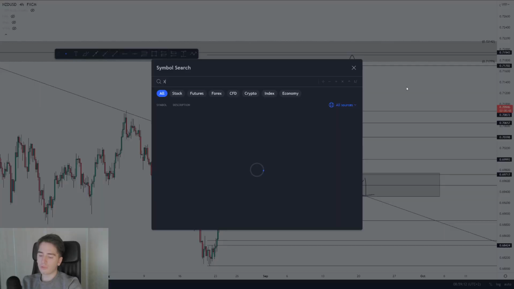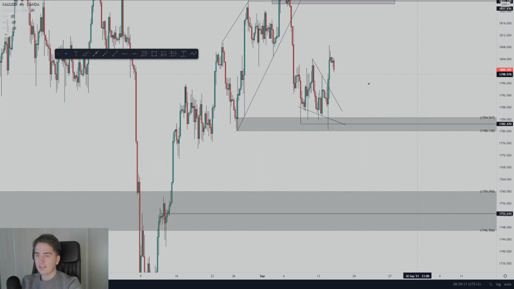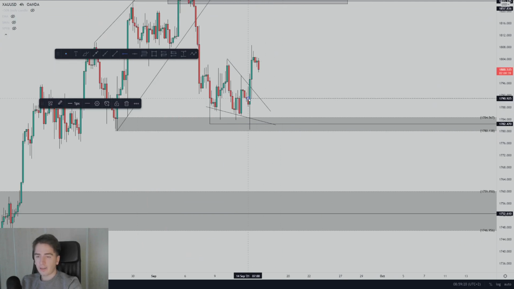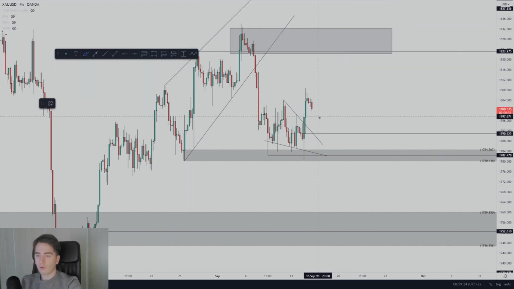Let's head over to gold. Okay guys, so gold could start pulling back today. Keep an eye on this level over here of 17.9925. Could be our potential longing area back up in towards the highs before then taking the big short from 1823.